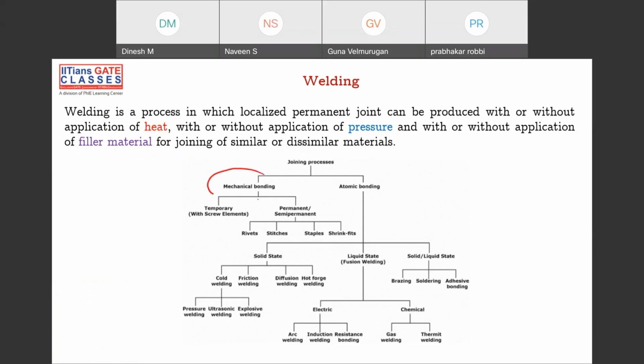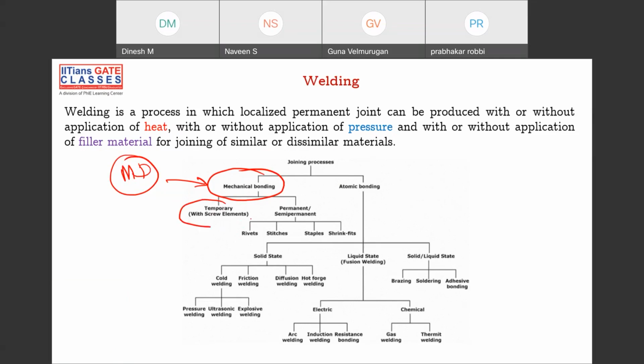One is mechanical bonding, and this is what you do in machine design. Is machine design going on? I think machine design classes are going on, right? Yes, right. So in machine design, what you do, this mechanical bonding.